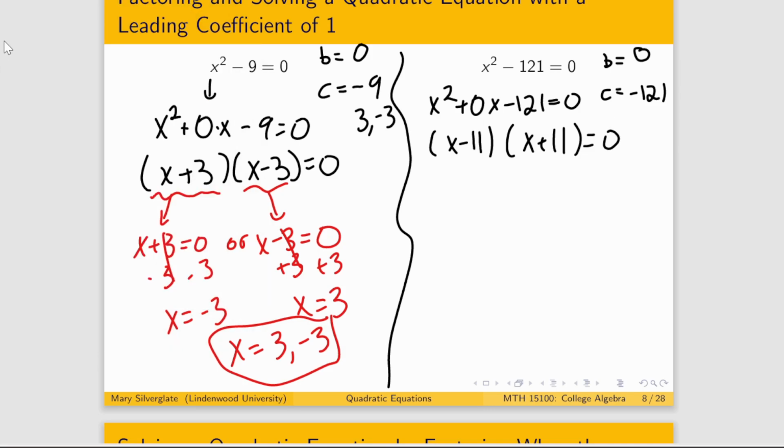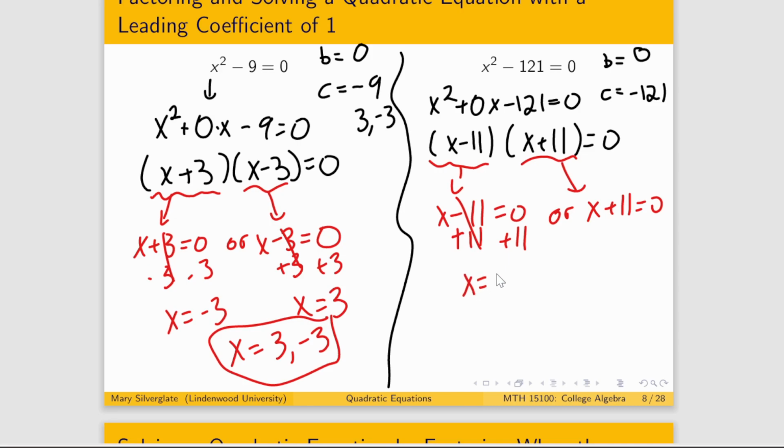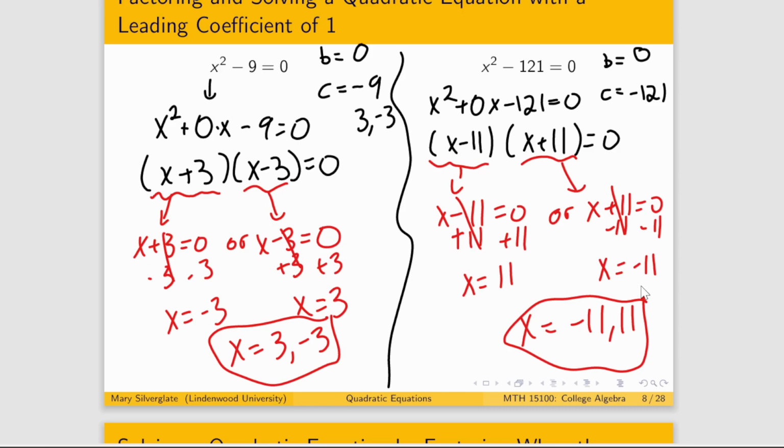Now we can just set up our two mini equations. So we either have that x minus 11 is equal to 0, or x plus 11 is equal to 0. We undo subtracting 11 by adding 11. Negative 11 plus 11 makes 0, so x is equal to 11. We undo adding 11 by subtracting 11. 11 minus 11 makes 0, so x is equal to negative 11. And those are our two solutions for x.